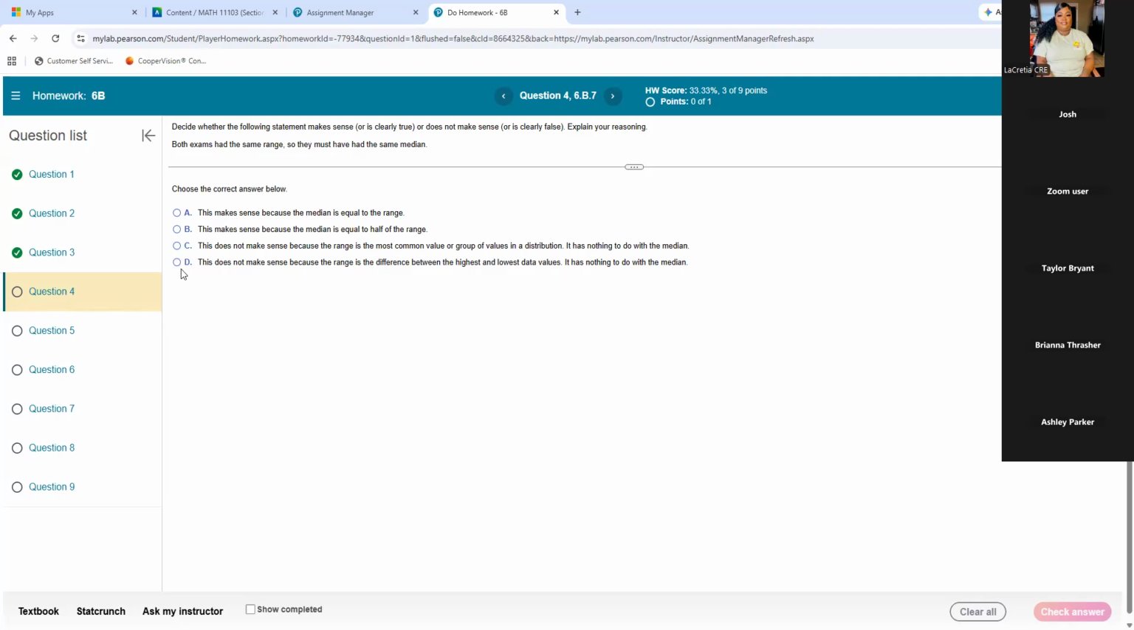So that range would be the difference between the highest and lowest values. And remember, it has nothing to do with the median. You can get 30 between 70 and 100. You can get 30 between 50 and 80. Okay, so it has nothing to do with that median.